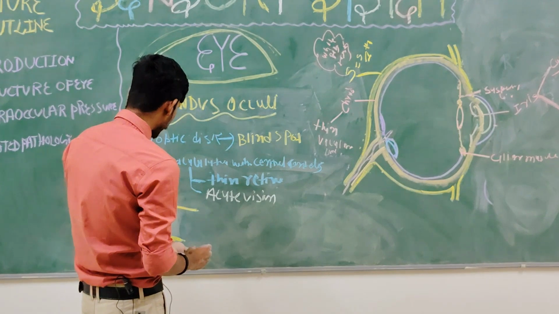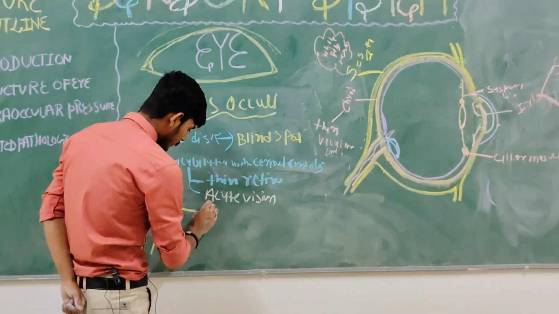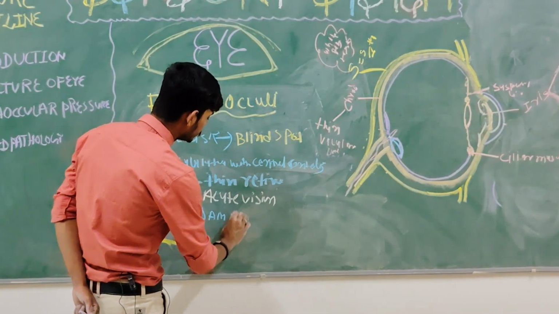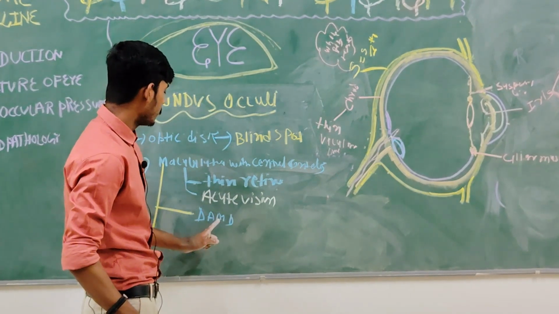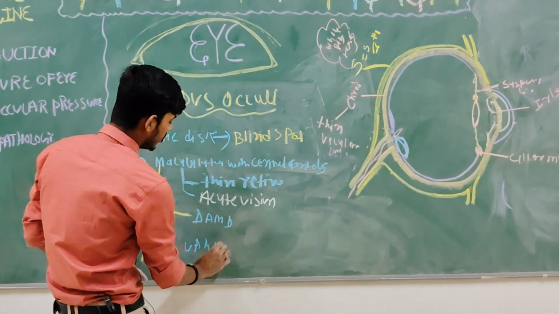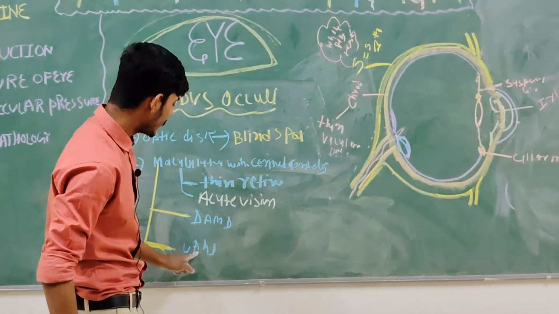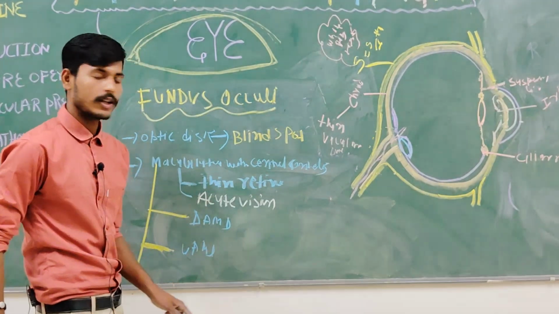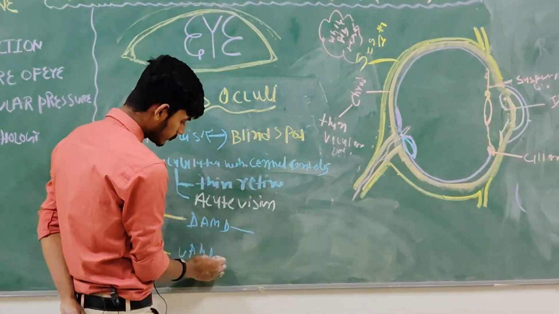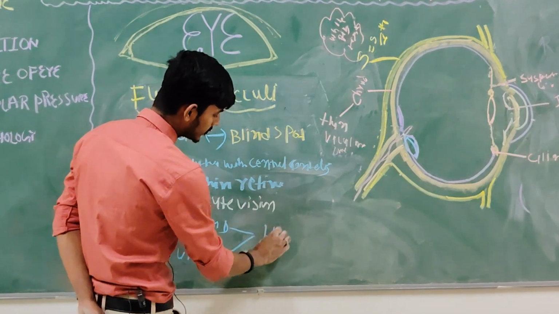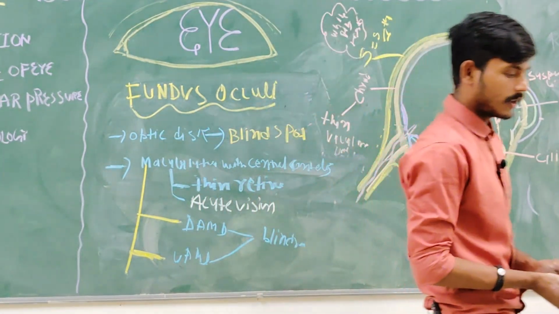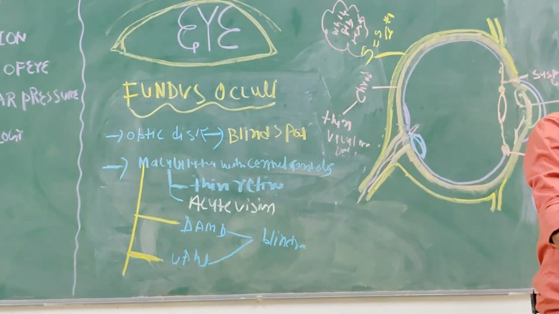Now the thing we have to remember here is that it is either due to dry AMD, dry age related macular degeneration, or it can be due to wet AMD, wet age related macular degeneration. They have their own characteristics, and both lead to the blindness of the eye. That's one of the causes. A person being aged is one of the causes for blindness.